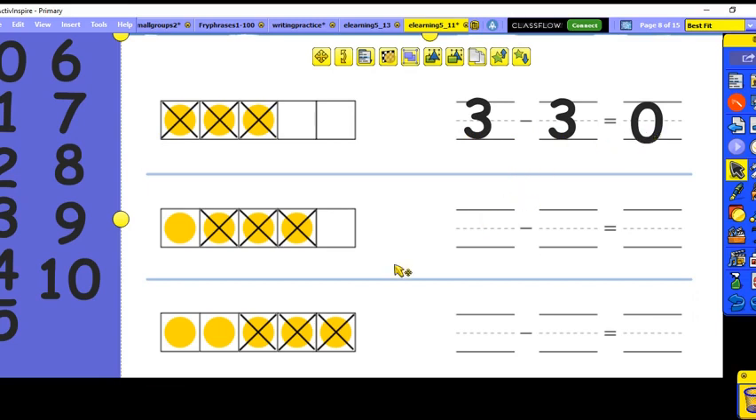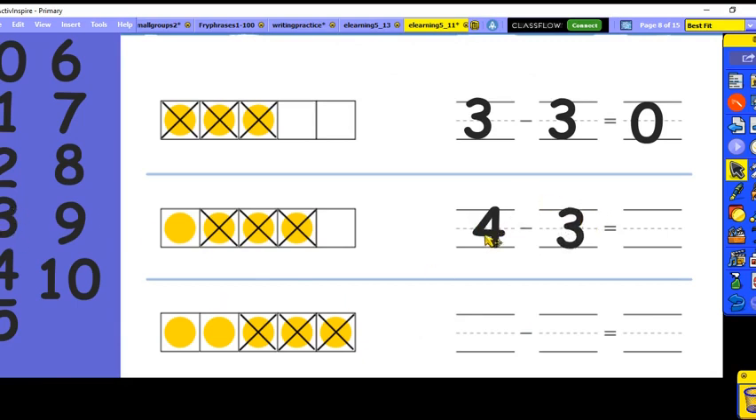Okay, let's do the next one. Okay, first let's start with how many counters there are. So let's count them all. 1, 2, 3, 4. So we're starting with 4. Now let's see how many counters we're taking away. 1, 2, 3. Taking 3 counters away. 4 minus 3 equals how many are left? Do you see it? And that's right. There's 1 counter left that does not have an X. So 4 minus 3 equals 1.